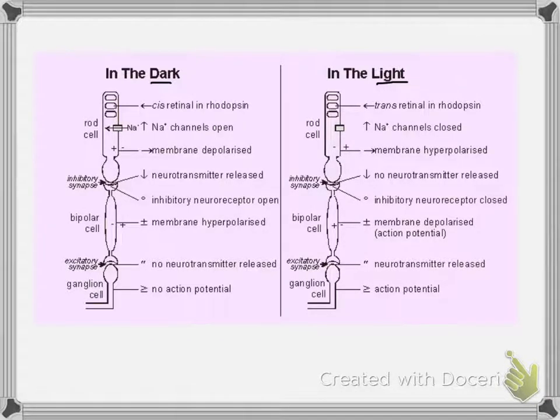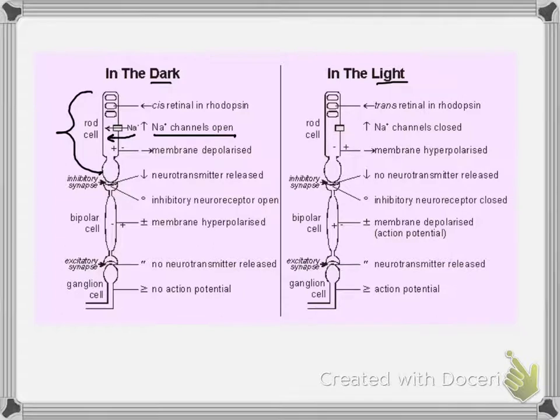All right, so this right here is our rod cell. Inside our rod cell, we have this special compound called rhodopsin. Rhodopsin comes in two forms, the cis form and the trans form. When it is in the dark, the rhodopsin is in the cis form. And what's going to happen is sodium channels are going to open. And so here you can see sodium is going in through those ion channels into the rod cell. That's going to cause an action potential.